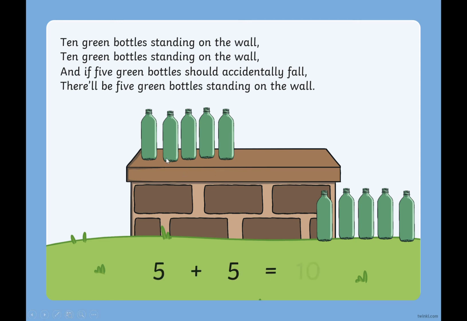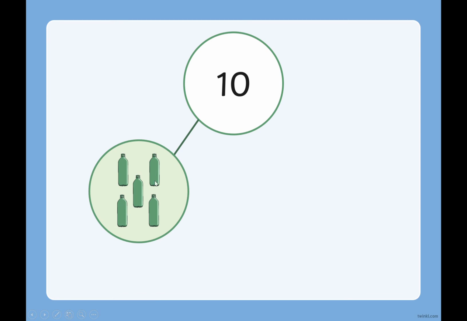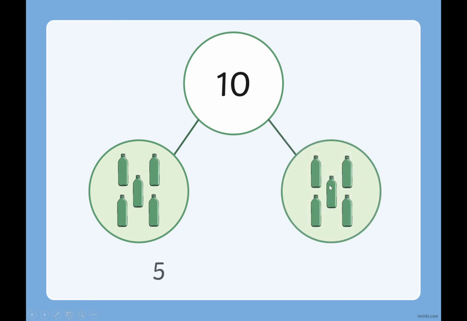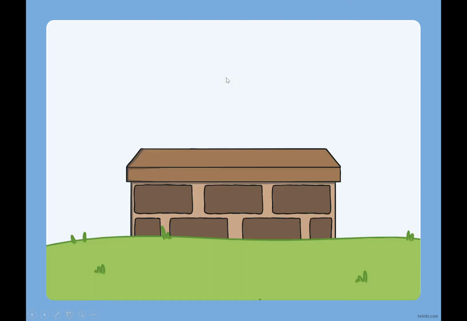So we've got 5 on the wall and 5 on the floor. 5 plus 5, altogether it makes 10 bottles. So we've got our 10 at the top, we've got 5 in this circle and 5 in this circle, because 5 plus 5 equals 10. 5 add 5 makes 10 altogether.